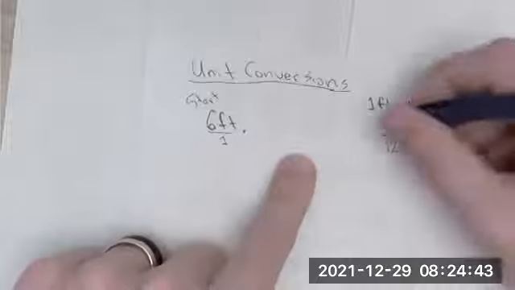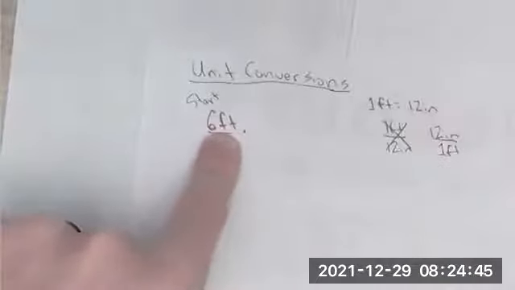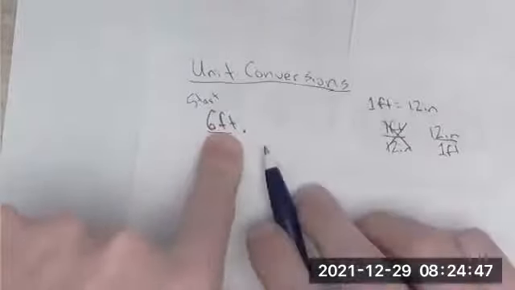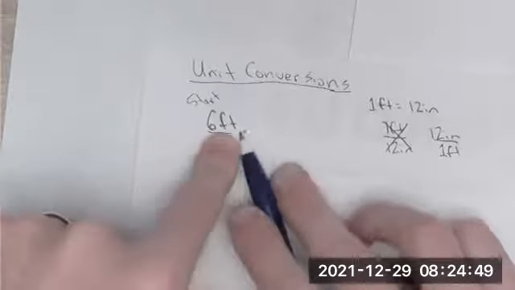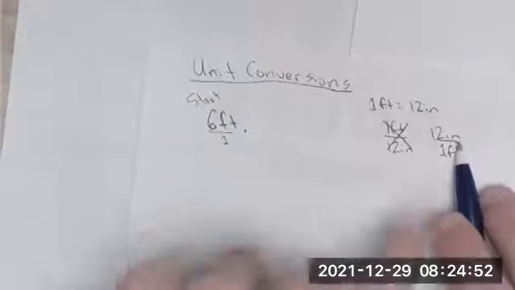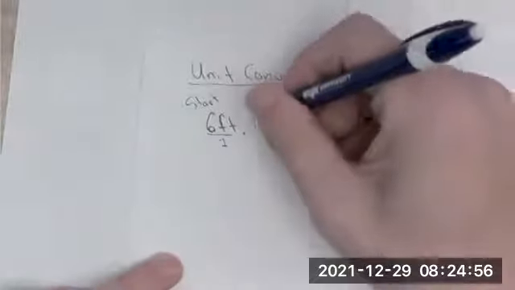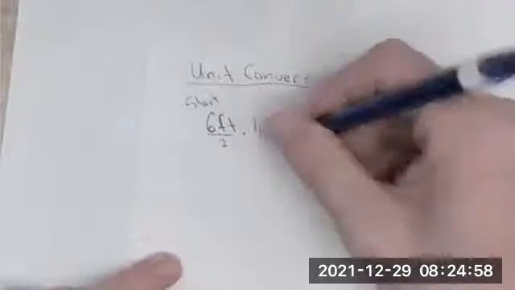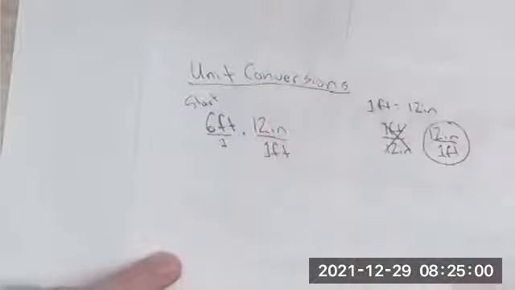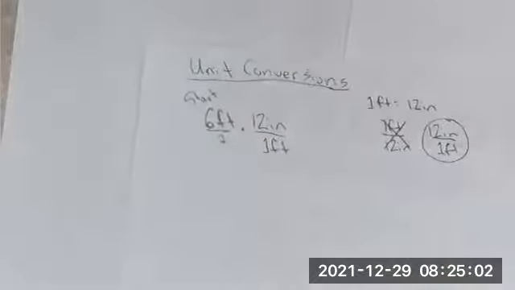But the reason I don't want this one is I'm trying to cancel out that foot. If I want to know how many inches tall I am, I want to get rid of the feet, and I want only inches to be left. I'm going to use this one to say 12 inches is 1 foot. I'm not changing anything. This is just like our fraction simplification.